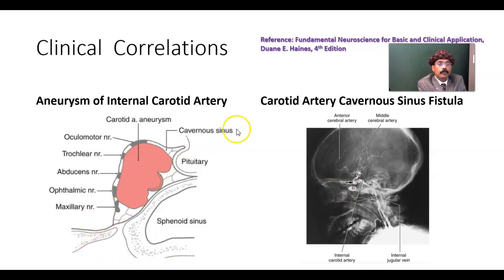So we have the clinical correlations: stroke, cerebrovascular accident, where any branch of the internal carotid artery may be blocked by an embolus. There may be an aneurysm of the internal carotid artery. There may be a carotid artery, cavernous sinus fistula. Carotid artery means the internal carotid artery.